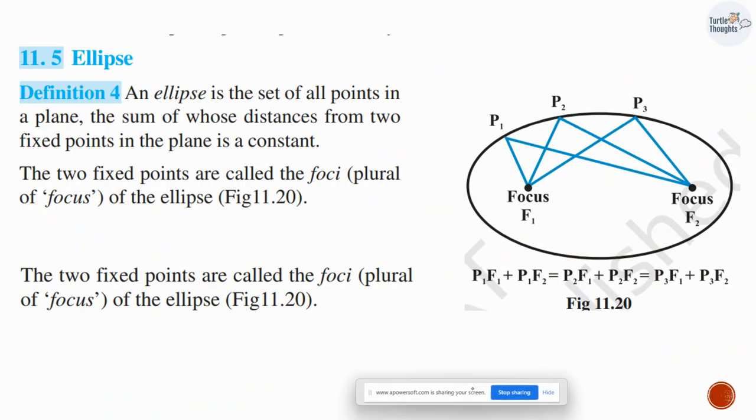Hello everyone. In today's class, we are going to continue with conic sections. In the last class, we had studied about circle and parabola. Today, we are going to study about ellipse.